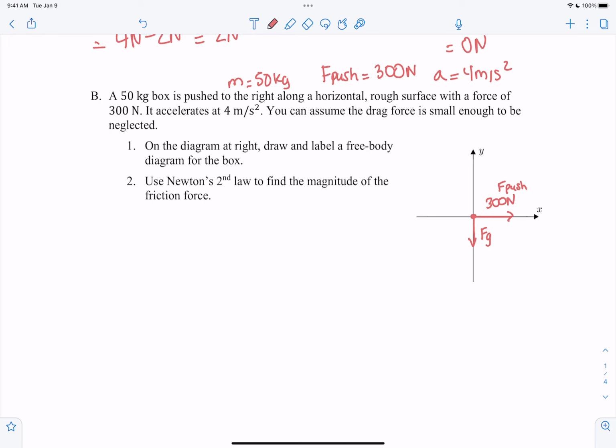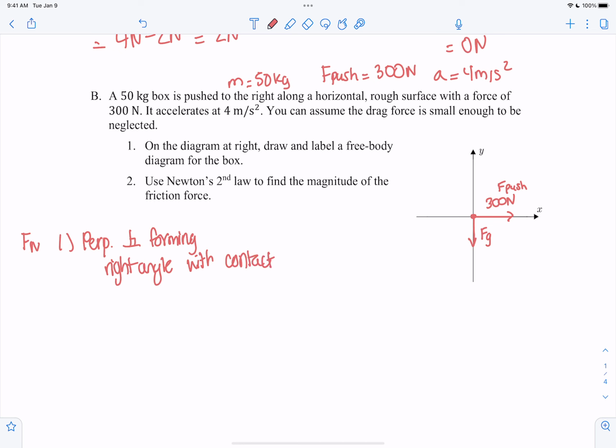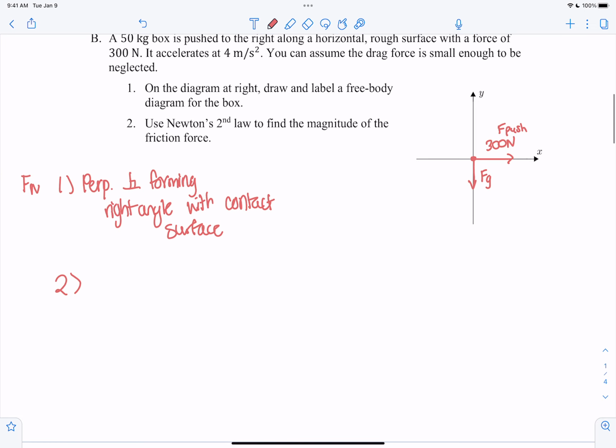So there are two ways to figure out the normal force. One is that it's perpendicular, forming a right angle with the contact surface. And two is that you have to think of it as the force that is preventing an object from sinking through a floor or going through a wall. It's the force that's giving solidity, I guess, to that surface.